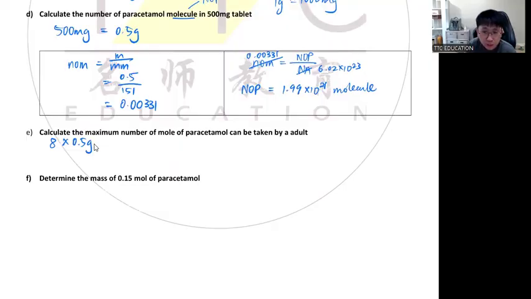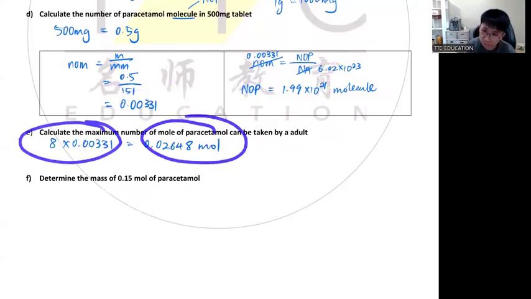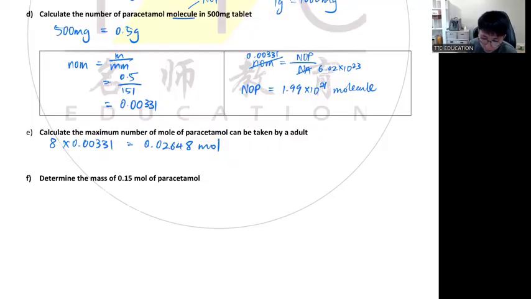Oh, guys, we don't even need this. We already have the mole for one tablet, right? Because this 0.5 is for one tablet. So I just have to take 8 times 0.00331. No need to think too much. You get 0.02648 mole. This is for 8 tablets, because this one is the mole for one tablet. So this is the answer. By the way, I forgot to put the unit, mole.